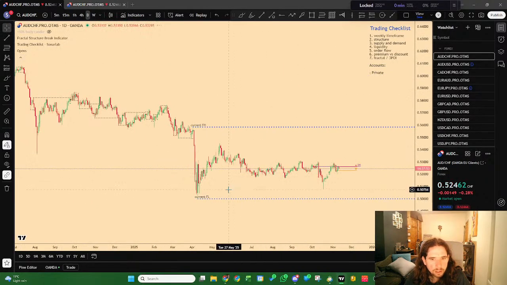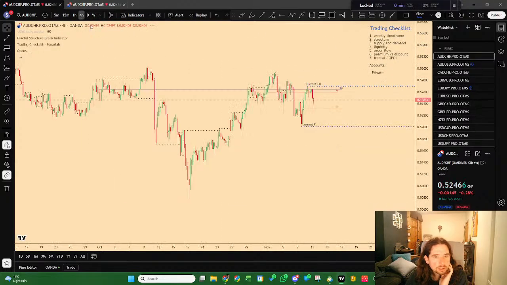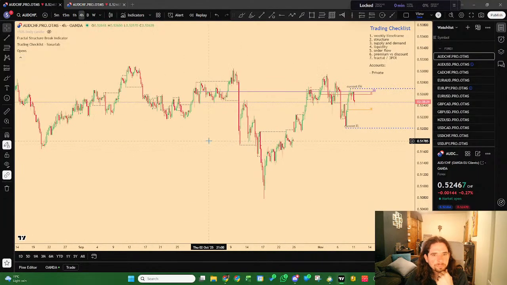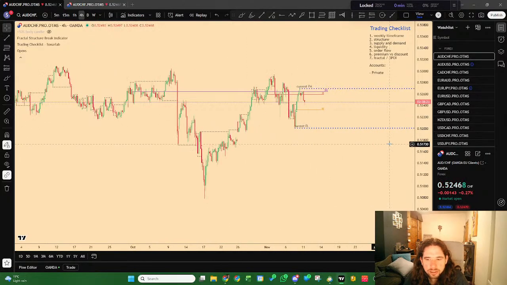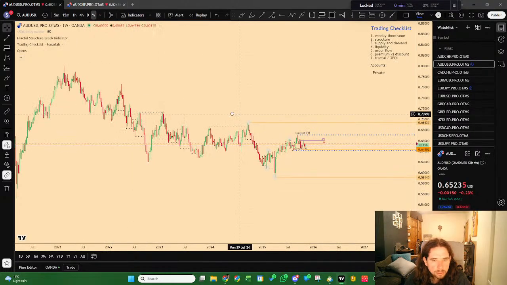Daily, yeah, we're still in that range. So yeah, there's not much happening. There's still some liquidity there. Yeah, I'm not too sure what's happening here. It's just ranging. Yeah, even on the 4 hour, it's basically just within that range. There's not much happening. Let's go to AUD USD, where I do have a position.